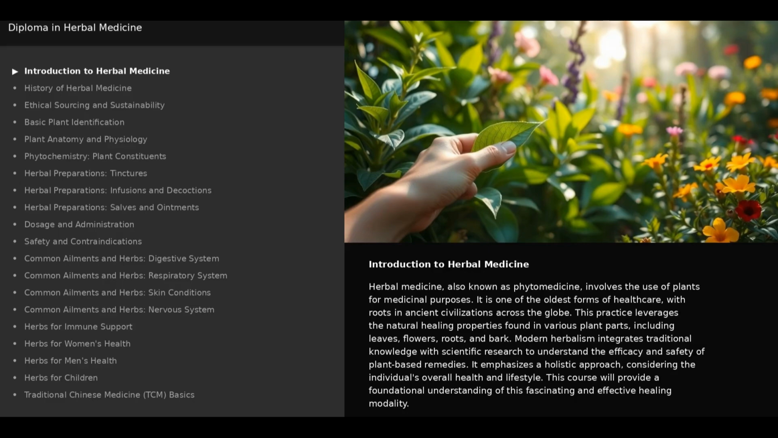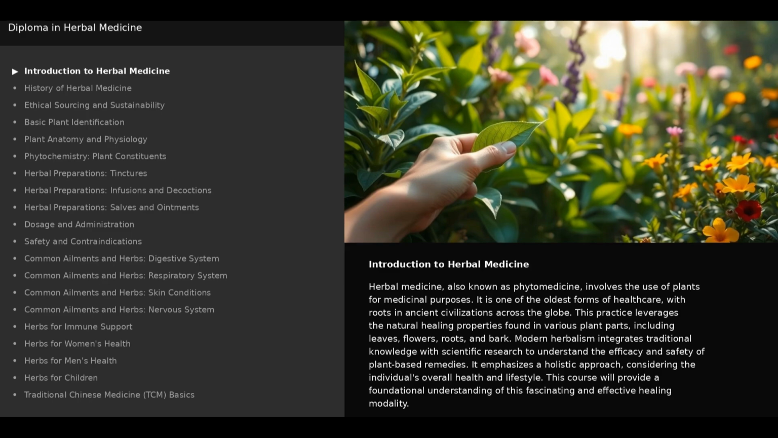Introduction to Herbal Medicine. Herbal medicine, also known as phytomedicine, involves the use of plants for medicinal purposes. It is one of the oldest forms of healthcare, with roots in ancient civilizations across the globe. This practice leverages the natural healing properties found in various plant parts, including leaves, flowers, roots, and bark. Modern herbalism integrates traditional knowledge with scientific research to understand the efficacy and safety of plant-based remedies.